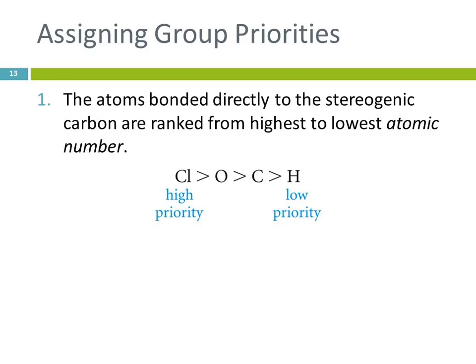Let's go on and talk about assigning group priorities. How do we decide who's more important? Well, you do these rules in order. The first rule is that we're looking at atoms that are bonded directly to that stereogenic carbon, and we're going to rank from highest to lowest atomic number. So the biggest atom is the most important. We're going to go from biggest to smallest. So in this example, if we have chlorine, oxygen, carbon, and hydrogen attached to a carbon, let's just draw that out.